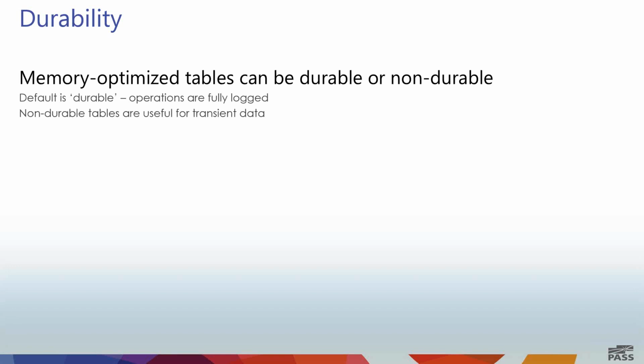You can declare your memory optimized table as being durable or non-durable. We use the syntax DURABILITY = SCHEMA_AND_DATA for the durable part, which means that both the schema of the table and the data in the table are durable and will survive a server crash.